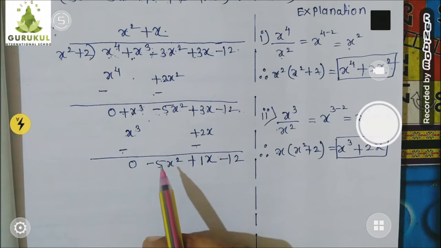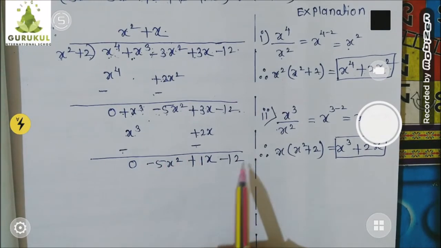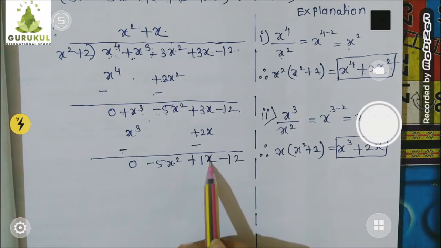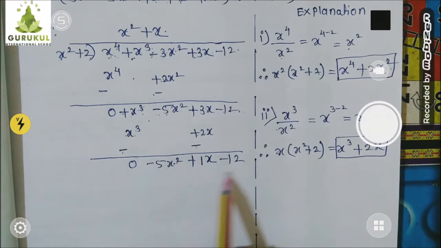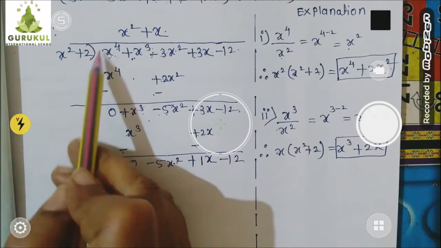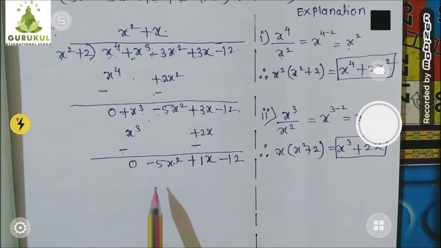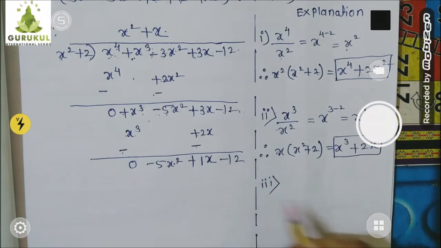Again check. Third step now. Check what is the degree of the remainder polynomial. What is the highest power of this polynomial? 2, because x raised to 2, x raised to 1, x raised to 0. So highest power is 2. Means the degree of the remainder polynomial is 2, and the degree of the divisor polynomial is also 2. Still they are equal, so you can continue the division. So I am going for the third step.